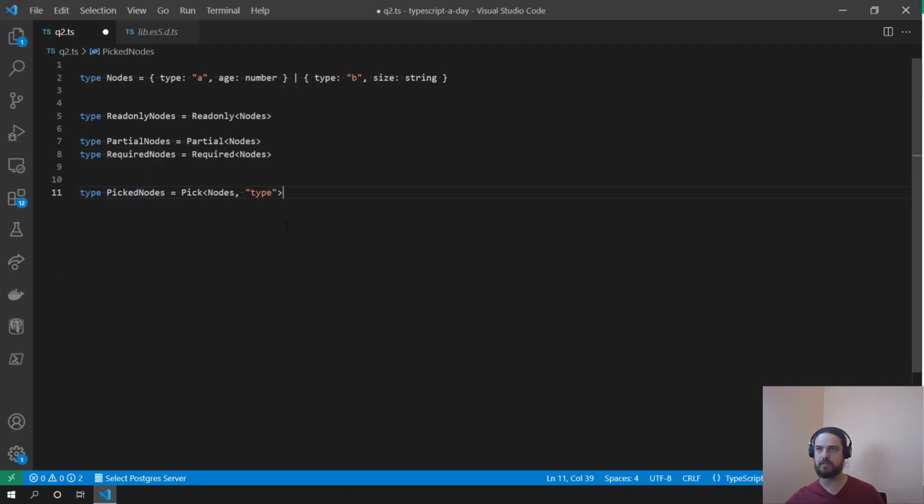And another type that isn't distributive is Omit, which is a combination of conditional and mapped types, but again, it is not distributive. We see here that, for example, size is missing from this result, and also we see that we didn't get a union with two constituents. We just got a single object type. So again, distribution didn't happen.